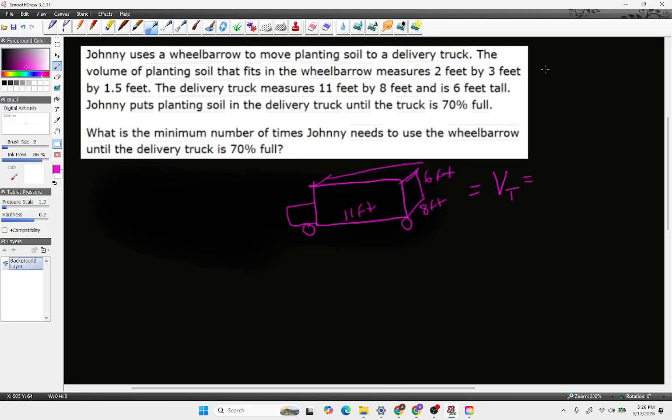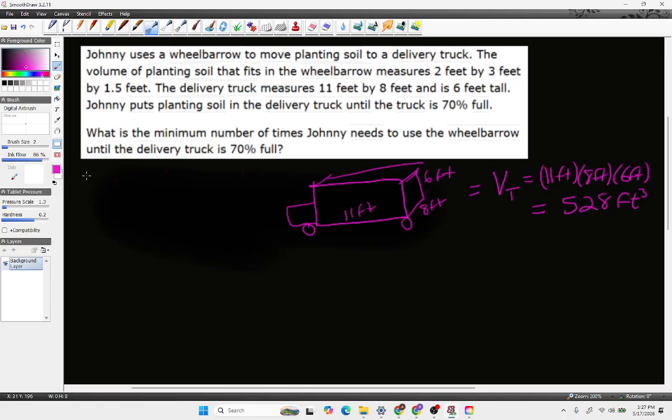The volume of a rectangular prism is the length times the width times the height, okay? So it's going to be 11 feet times 8 feet times 6 feet, which is 528 cubic feet. That means if you had a cube that was 1 foot by 1 foot by 1 foot, this entire volume would be 528 of those cubes all stacked up.